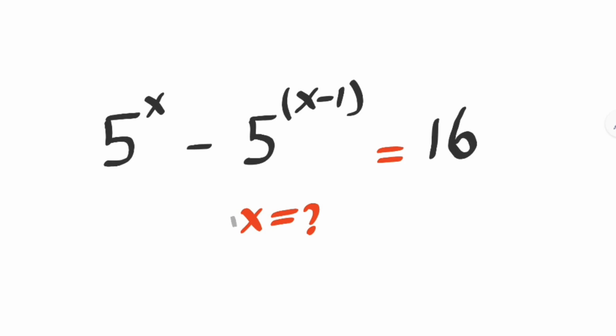How to solve for x in this beautiful equation: 5 raised to power x minus 5 raised to power x minus 1 is equal to 16. Can you solve this? If you have a better method, kindly put it in the comment section.